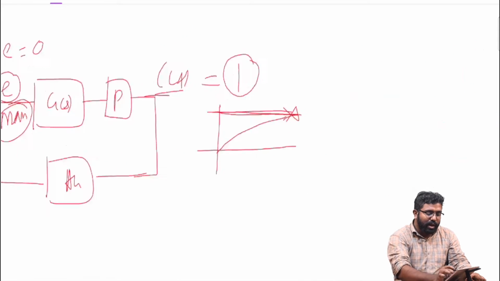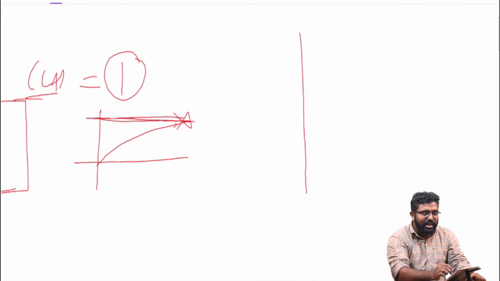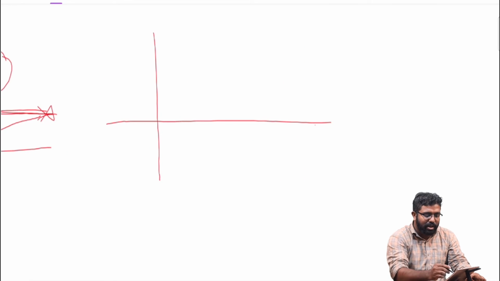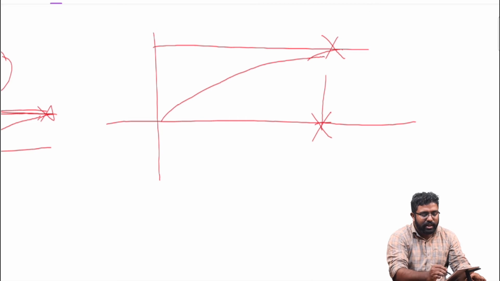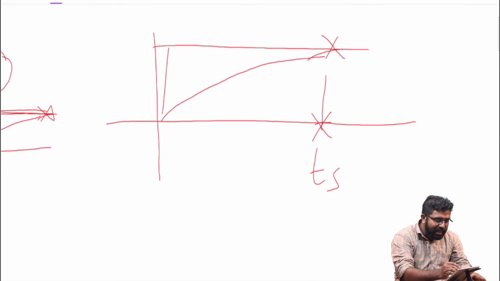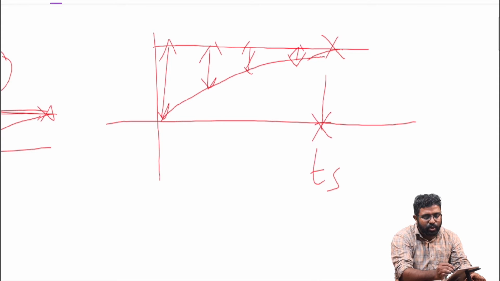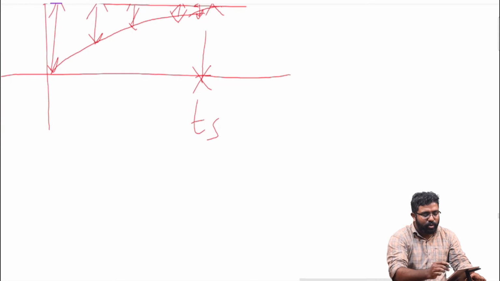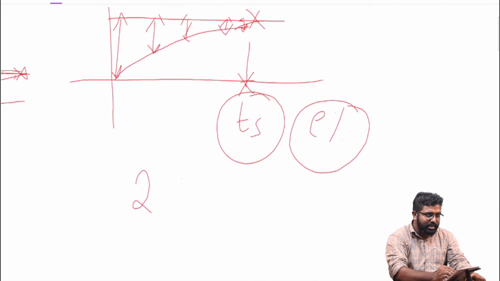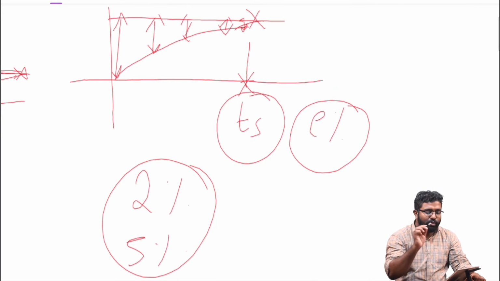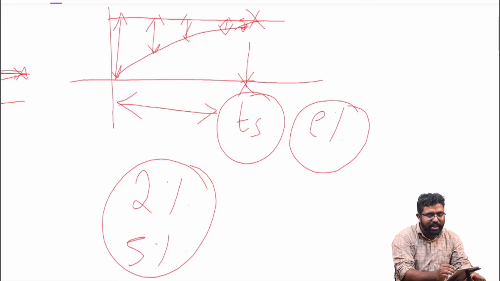The time it takes to reach the final value is called the time response. The total time taken to reach the steady state value, that is the final value, is called settling time. The initial error signal is maximum, then it decreases and reaches a constant value. With respect to error, we define the settling time for 2% error and 5% error. We define it for different percentages. For a good system, this settling time should be very small.